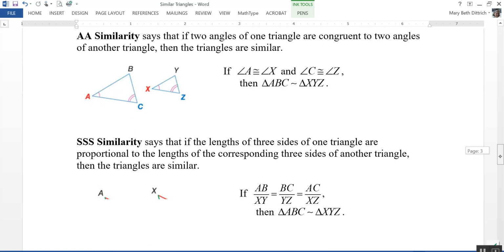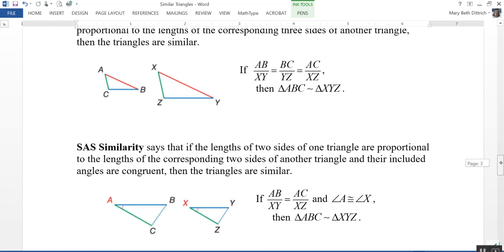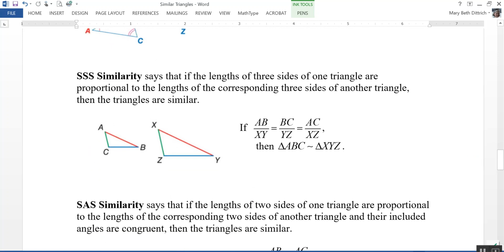SSS similarity is side, side, side, and that says that if the lengths of three sides of one triangle are proportional to the lengths of the corresponding three sides of another triangle, then the triangles are similar. So if AB divided by XY is equal to BC over YZ, which is equal to AC over XZ, notice those are the corresponding sides shown here in color, then triangle ABC is similar to triangle XYZ.